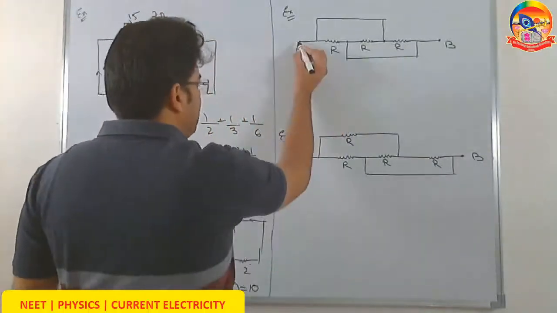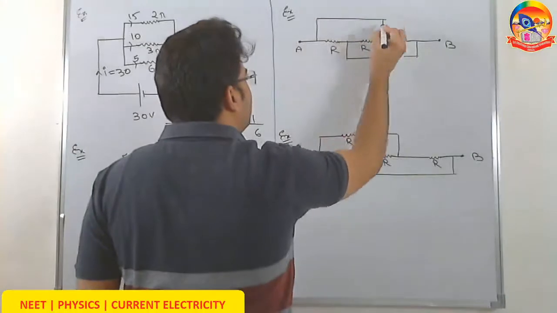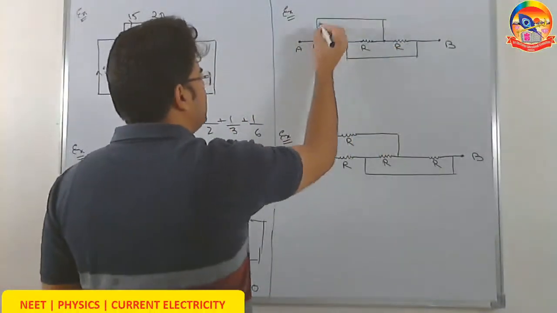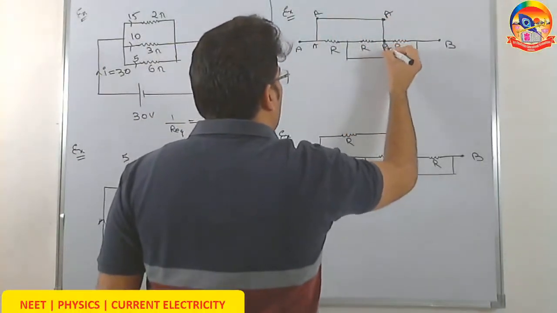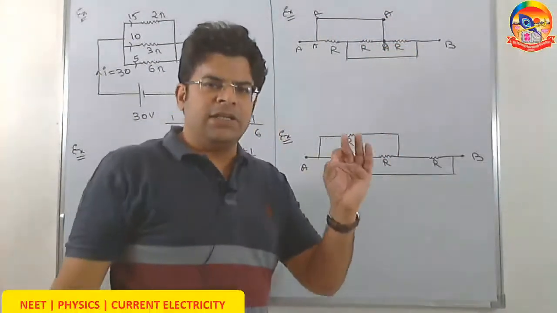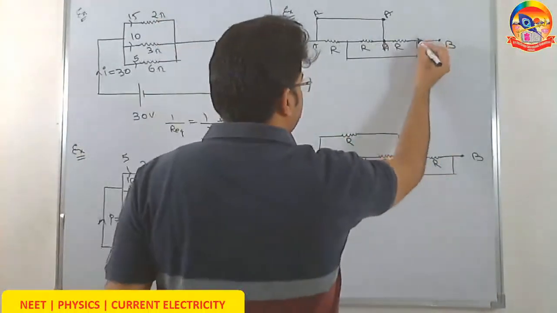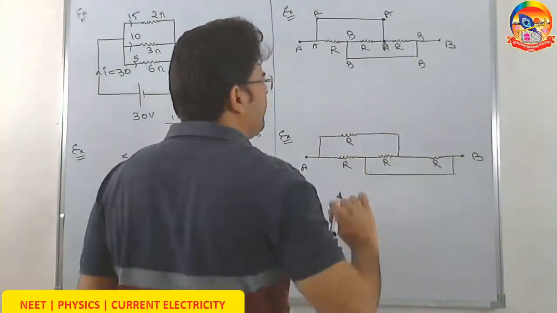So if this point is at potential A, all these points will have the same potential A. So this is A, this is A, this point is also A, this point is also A, this point is also A. All the points connected in a circuit by a resistance-less wire are at the same potential. Similarly, this is B, this is B, this is B, this is B, this is B. All of them are connected straight by wire.